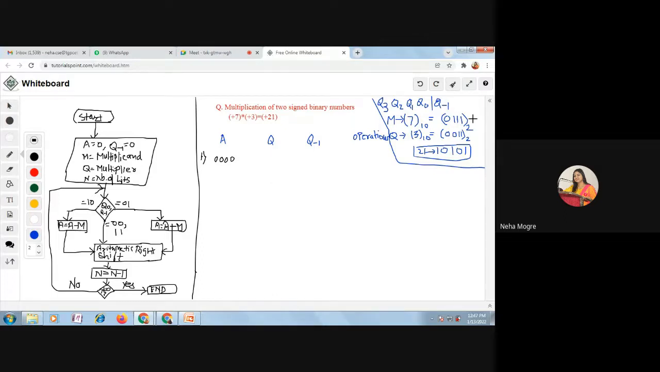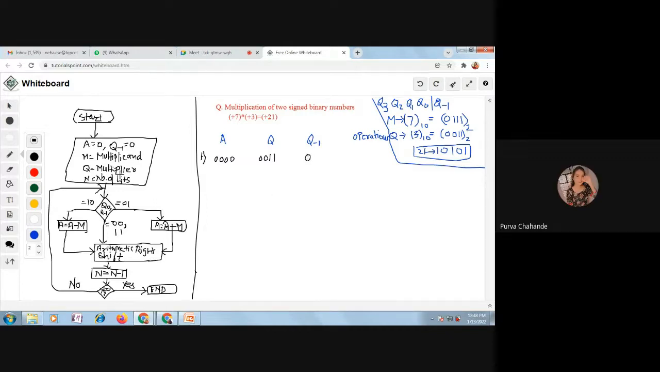What is the value of Q? 0, 0, 0, 1, 1. So I am writing the value as 0, 0, 1, 1. According to the flow chart, you work. What is Q minus 1? Initially it is given in our flow chart only: the Q minus 1 value is 0.